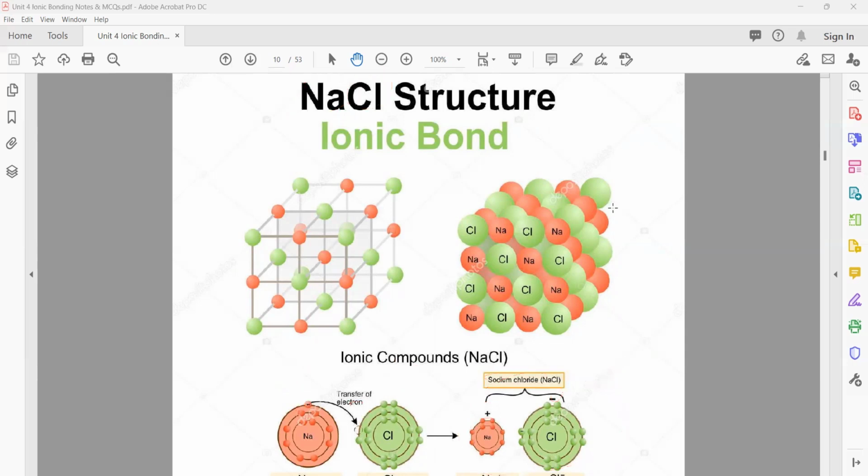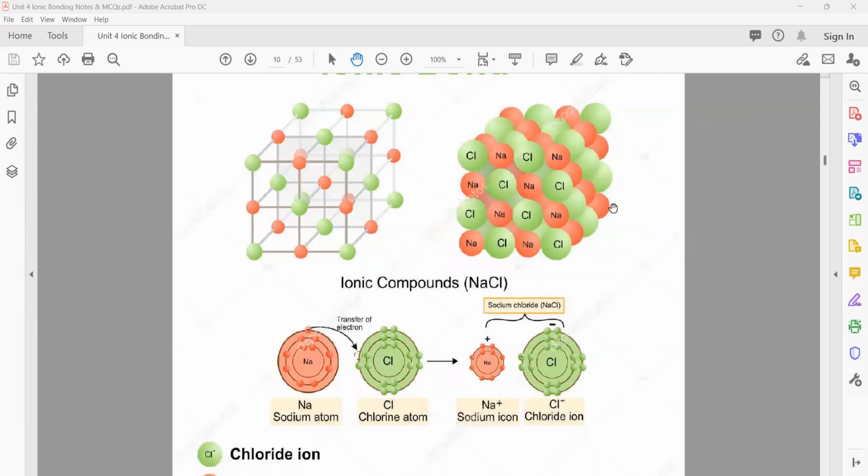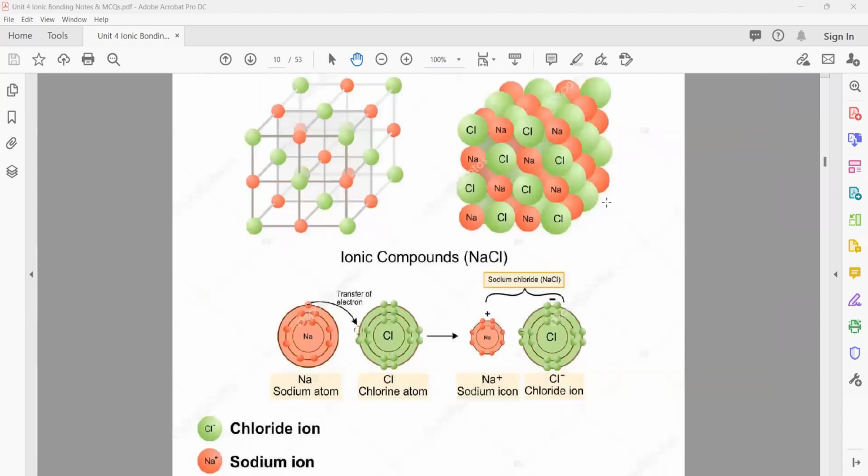And what is the ionic bonding? When two different ions, one positive and one negative, attract each other, they make the ionic bonding. You can see here, this is the sodium chloride structure. The orange one is sodium and the green one is chlorine. So they are arranged like this in a regular pattern, sodium, chlorine like this. So this is how an ionic bond is formed, and in ionic bonding, the structure is a regular pattern.